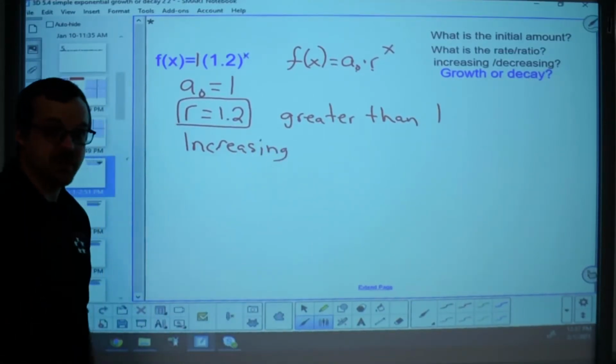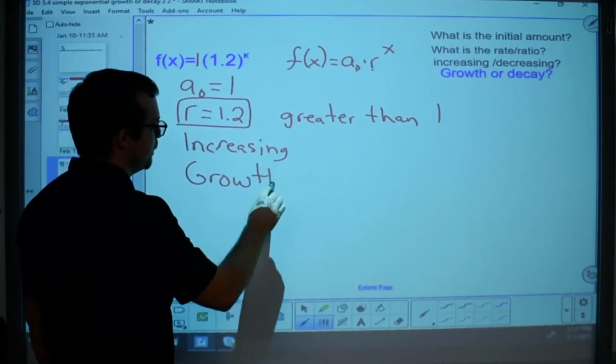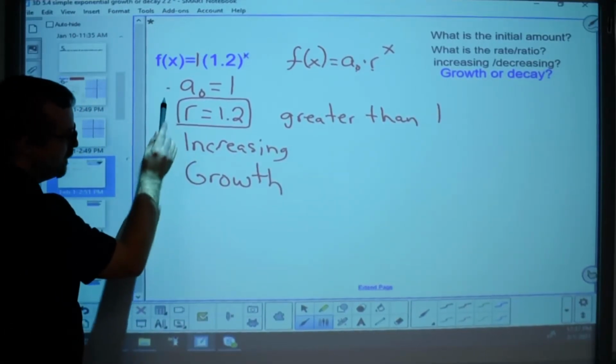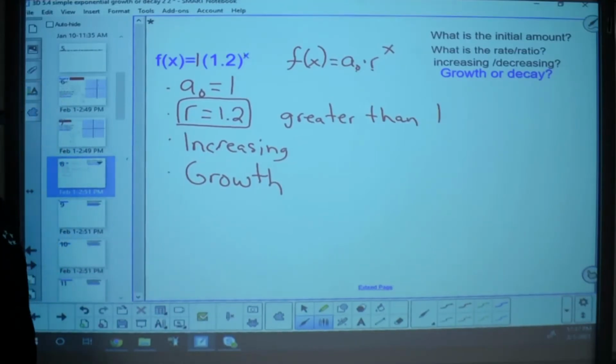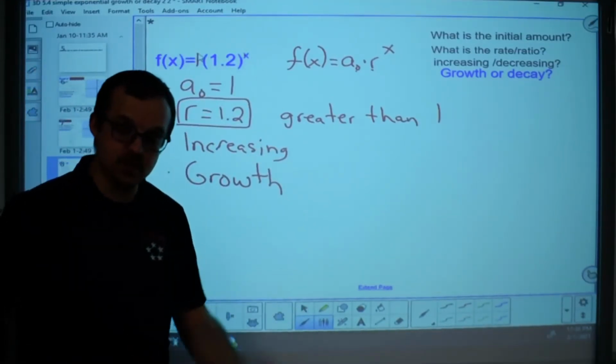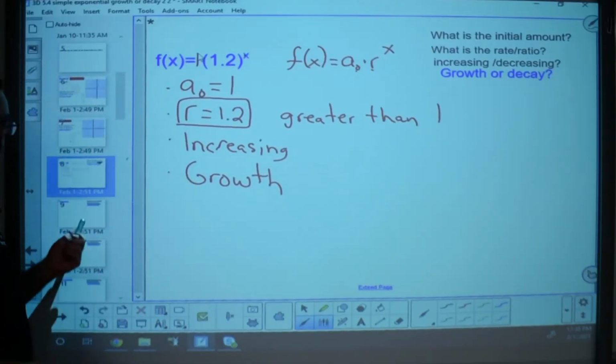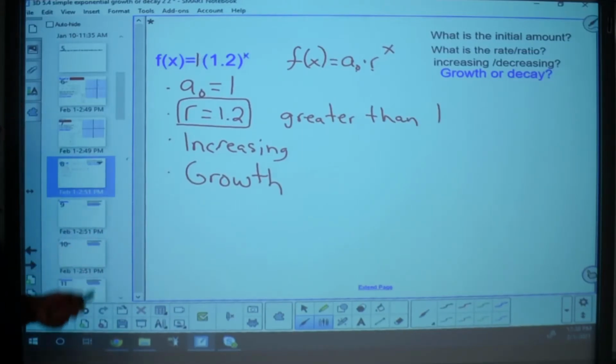Is that growth or decay? Well, increasing functions are growing functions. So this is growth. Pretty easy. We have our initial amount, our ratio, increasing, and growth. All just looking at the equation as opposed to having to graph it first or putting it into a table and plugging in points to get the ordered pairs. It's just quick, simple. Try this one.